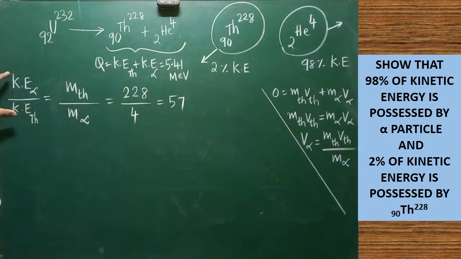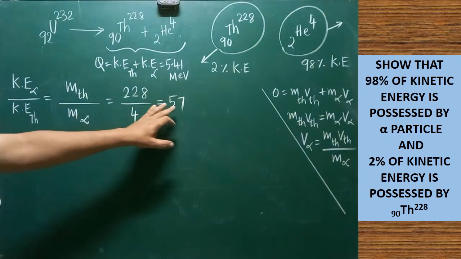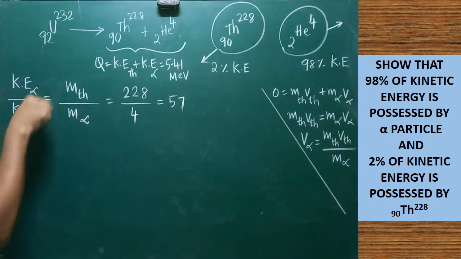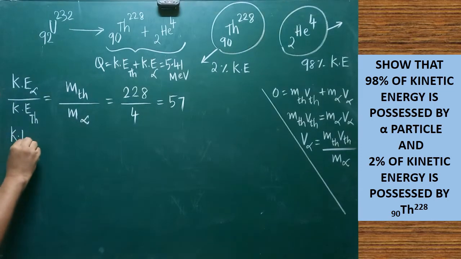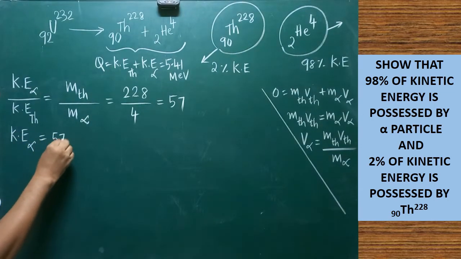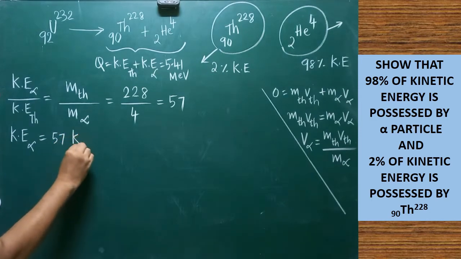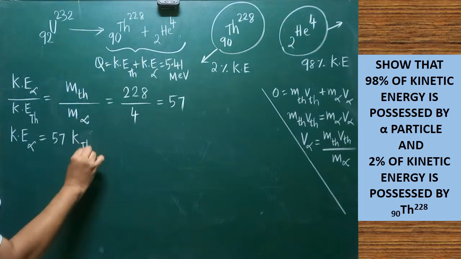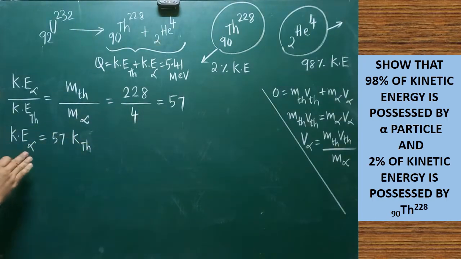So this is the general value that is obtained here. Are you clear? Now in the next step, we can write it as kinetic energy of alpha is equal to 57 times the kinetic energy of thorium. Are you clear? So in this step, after cross multiplication, we can write. Are you clear? This is a very important step.